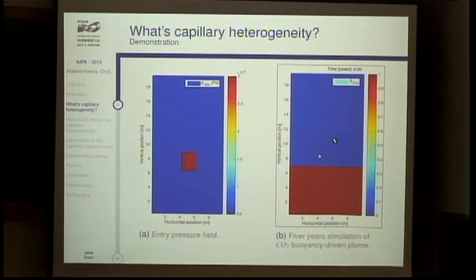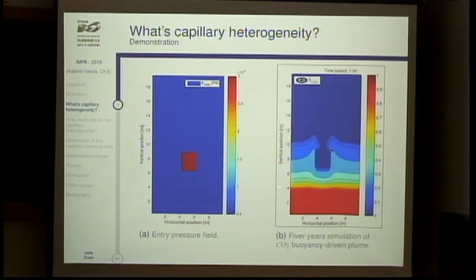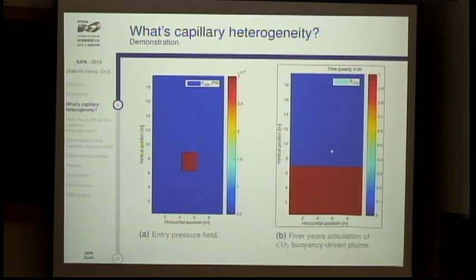So in here, we show a system initially full with water at the top and CO2 at the bottom, which will go upwards buoyantly. Okay, so basically the CO2 will surround this area due to the higher entry pressure of this zone, of course.